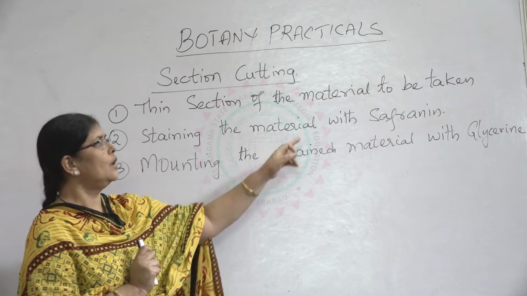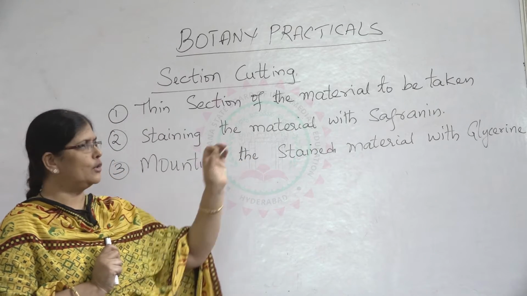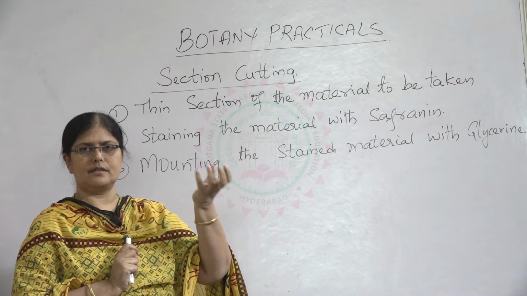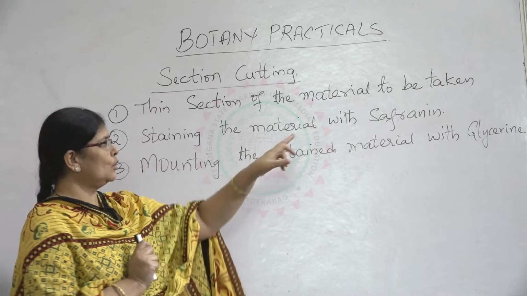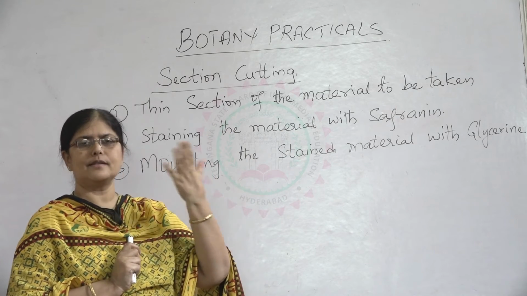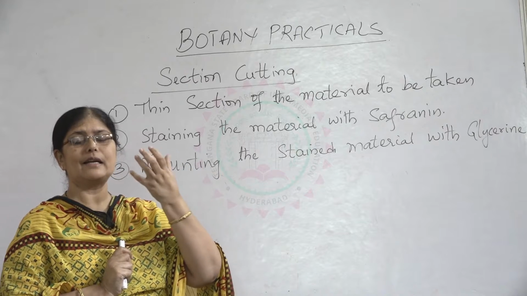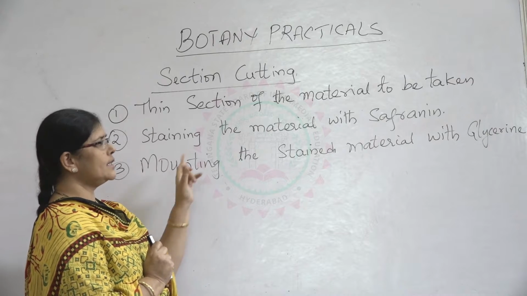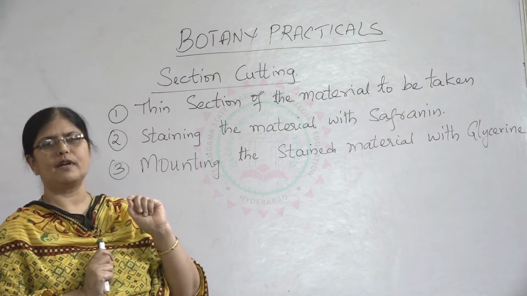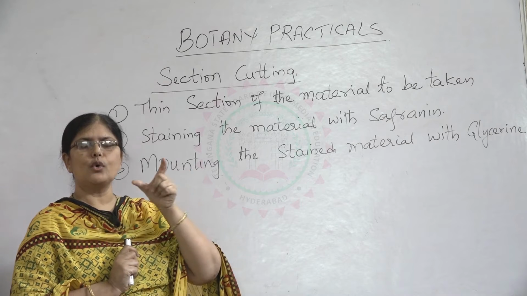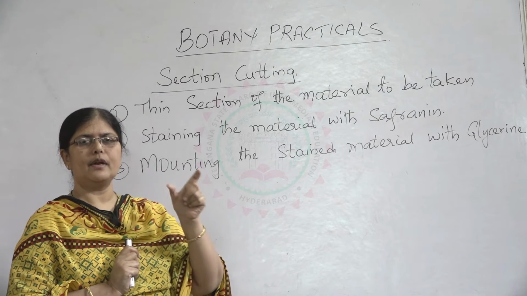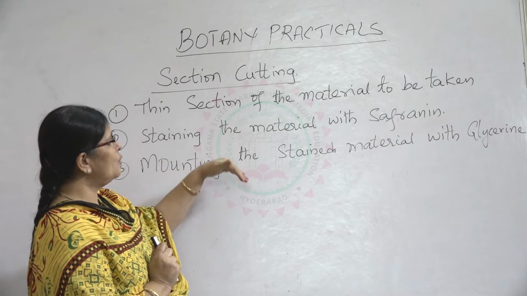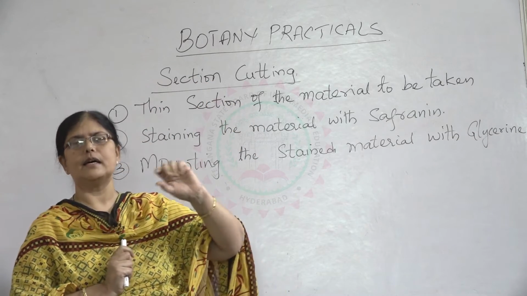Then the second step is, after taking the thin section of the given material, you have to stain it with a stain called safranin. This safranin stain will stain all the lignified cells in the plant body, so it helps us recognize the cells and tissues clearly. Next, after staining, you mount the stained material with a drop of glycerin on a slide, so that you get a temporary mounted slide for observation. So these are the three steps in which section cutting of the given material is done in botany practicals.